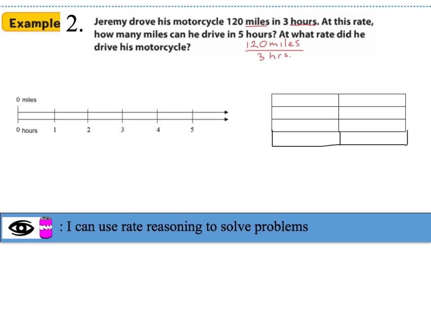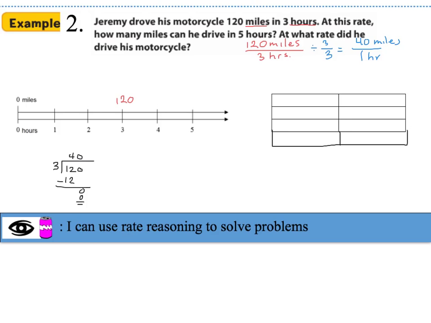So before we start, let's go ahead and solve this using our double number line. Right above the 3 hour mark, I'm going to write 120 miles above there. So let's go ahead and figure out the unit rate. I'm going to divide the top and bottom by 3 to get a 1 hour on the bottom. So after doing the math, 120 divided by 3 became 40 miles. So my unit rate is 40 miles per 1 hour.